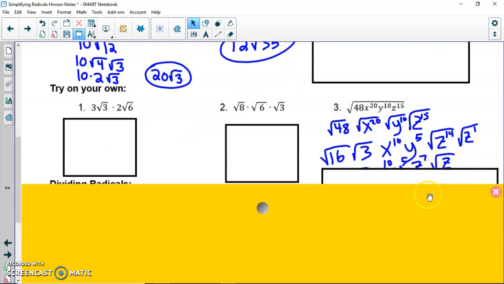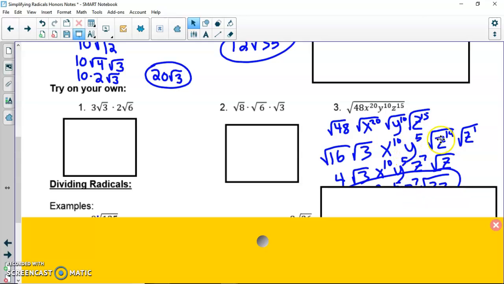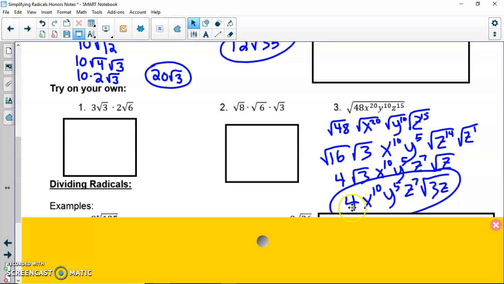And once we do that, then we can take the square root of z to the 14th, which is z to the 7th. I also took the square root of 16 in this step, which is 4. And then I just clean up a little bit at the end, and I do 4 times x to the 10th times y to the 5th times z to the 7th. And then the 3 and the z are both underneath a radical, so I take the square root of both of them. All right, try those other 3 on your own, 1, 2, and the 3 up here.